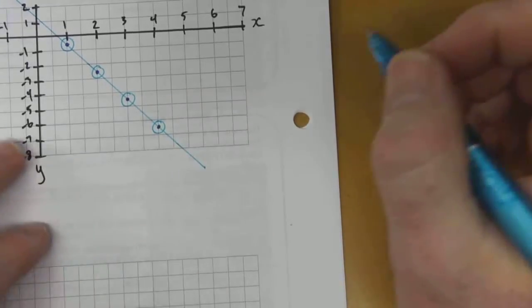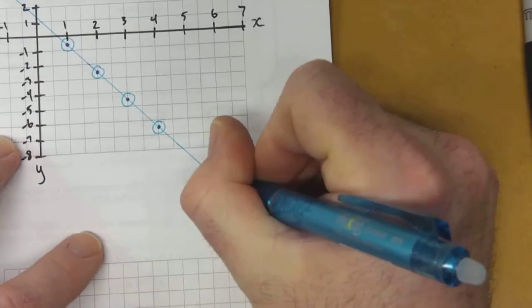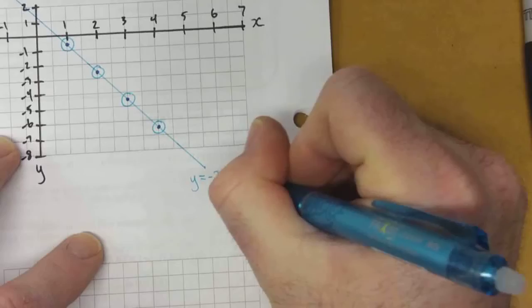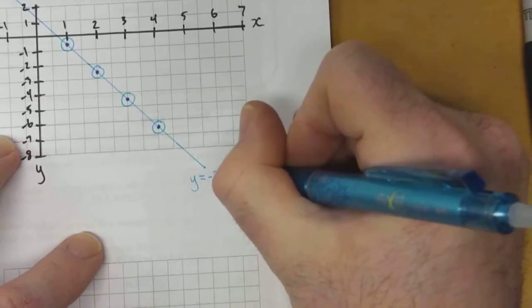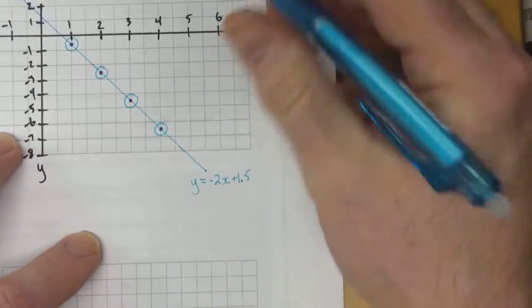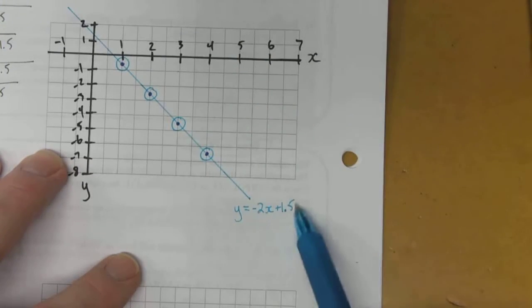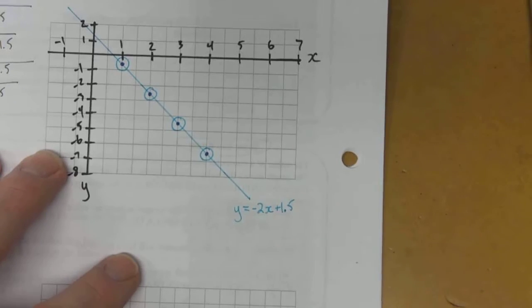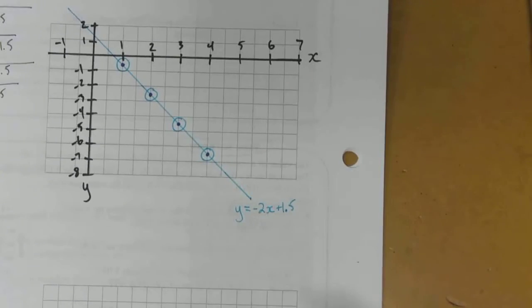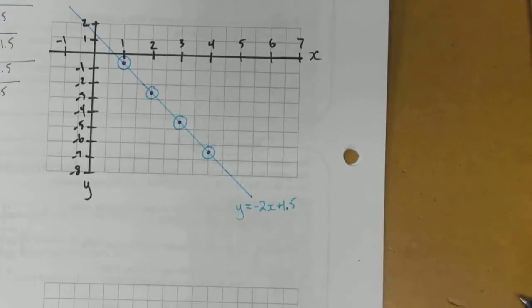And then we should label the line, and I'm going to label it with the formula. y is equal to negative 2x plus 1.5. So any value along this line should work with this equation. And that pretty much does it for graphing this one.